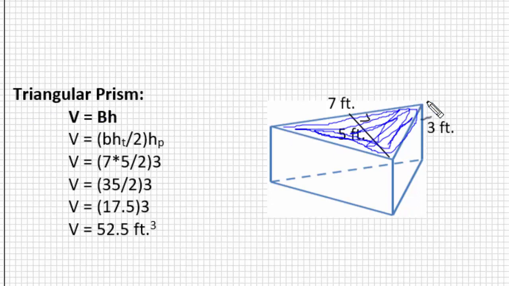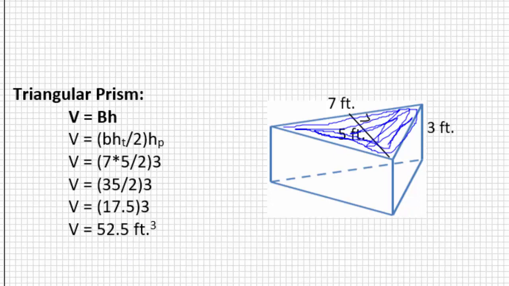So now that we know that this area is 17.5, we multiply that by the height of the prism, which is 3. Doing so, we find that the volume is 52.5 feet cubed. Again, we're finding how many cubes would fill this prism. And our answer was 52.5.